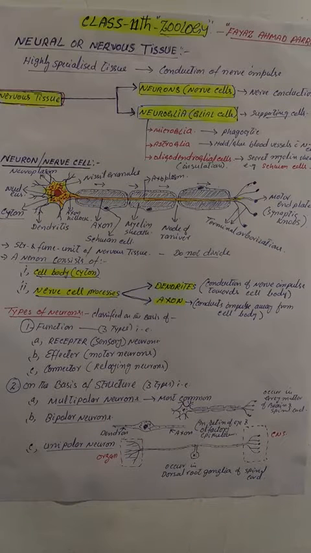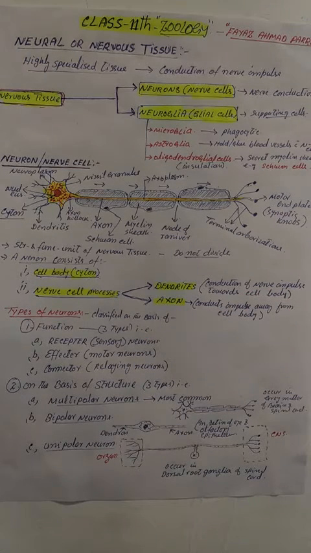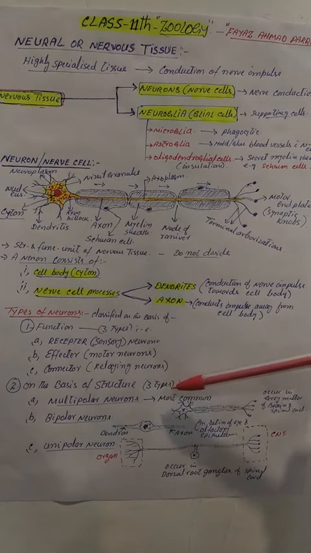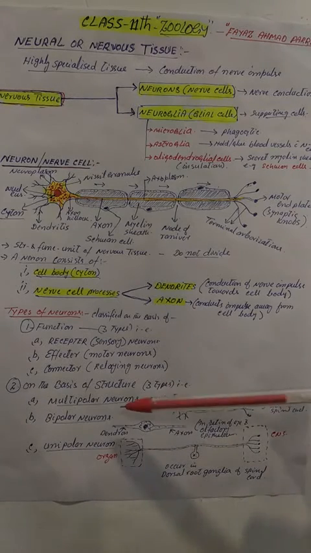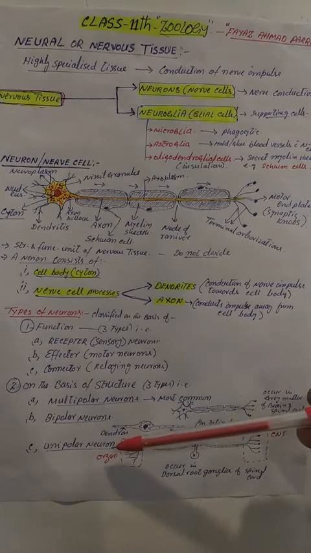And the third type are called as connector or relay neurons. These neurons occur between the sensory and motor neurons in the brain and spinal cord for distant transmission of nerve impulses. So they are neither sensory nor motor. Now, on the basis of structure, the neurons are also of three types. As you can see, the multipolar neurons, the bipolar neurons, and thirdly the unipolar neurons.